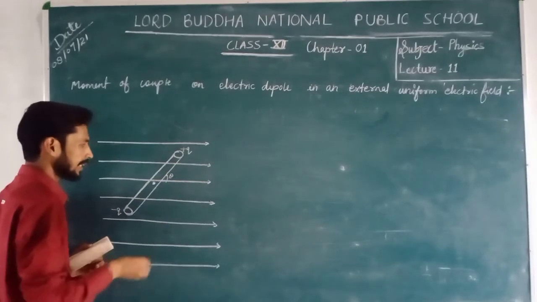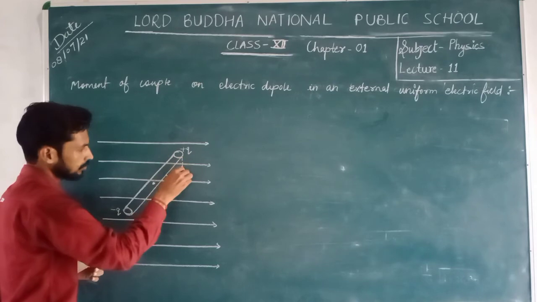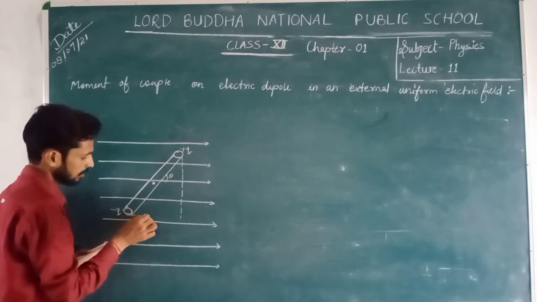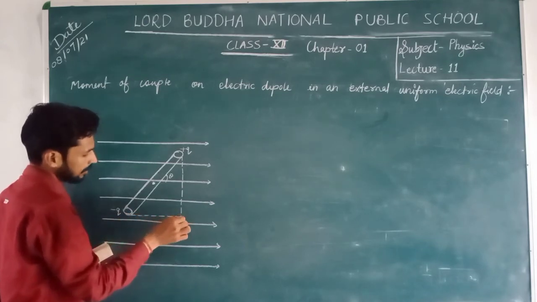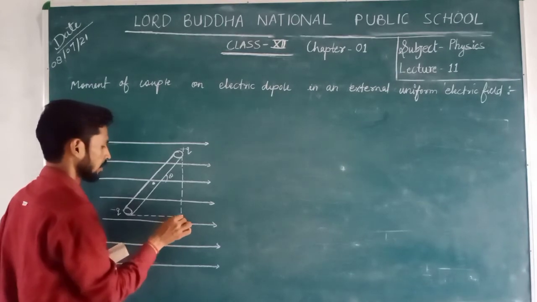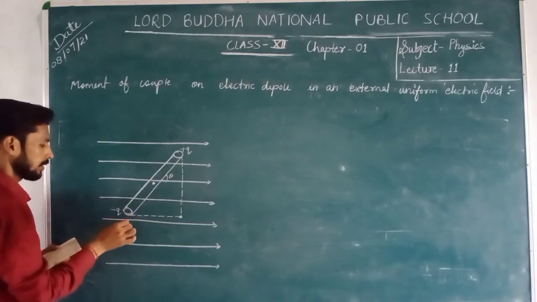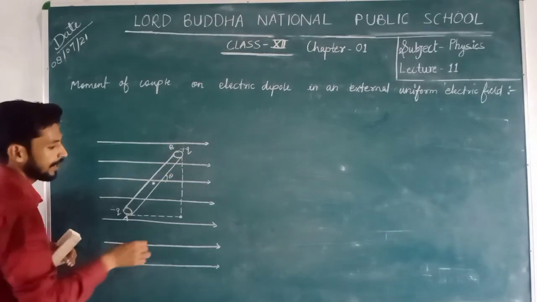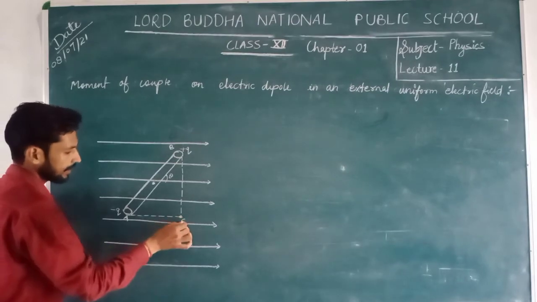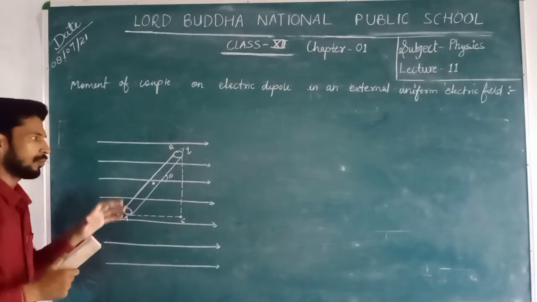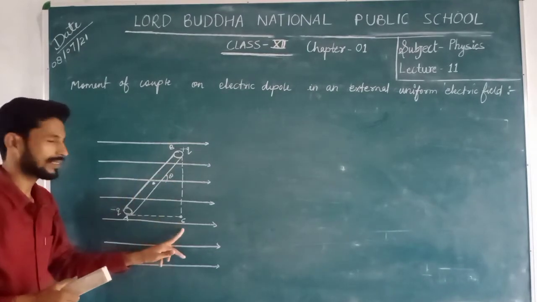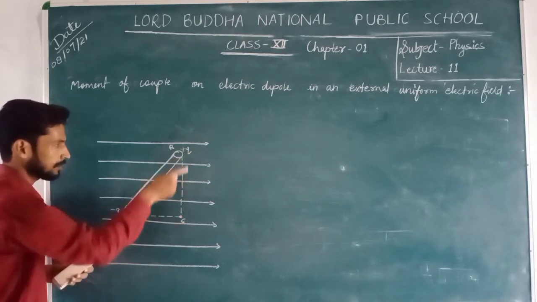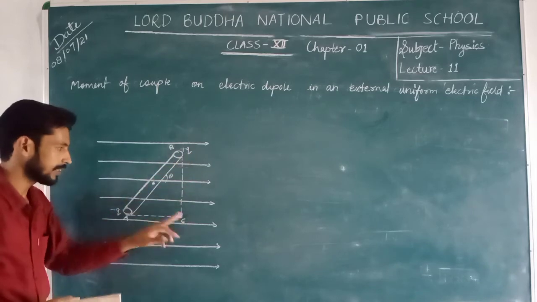Clear? In this condition there is the effective length, that is the perpendicular to the line of action of these forces. Let this be A and the next point B. AB is the electric dipole and this point we can take as C. We can see here ABC is a right angle triangle. So we can find this distance BC. How can we find this distance BC?